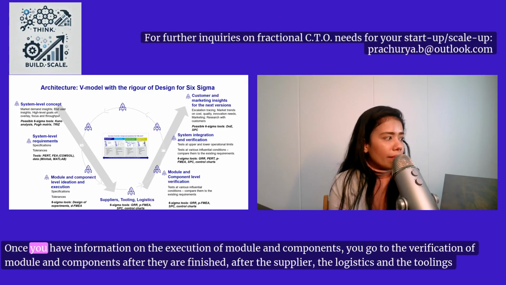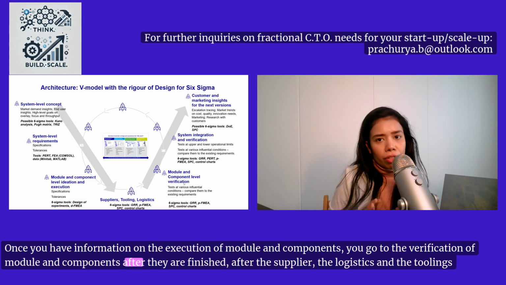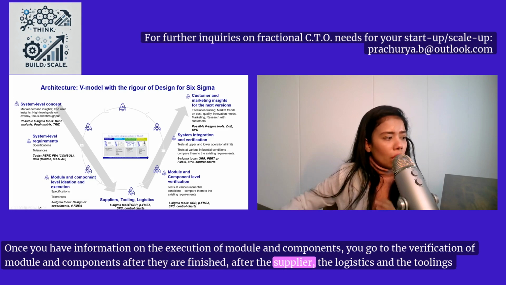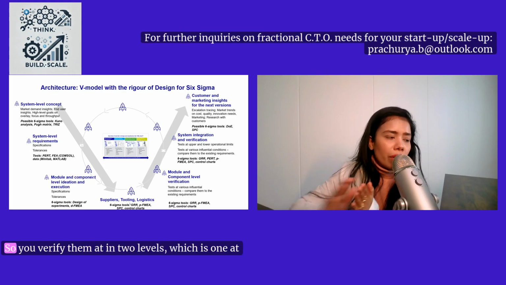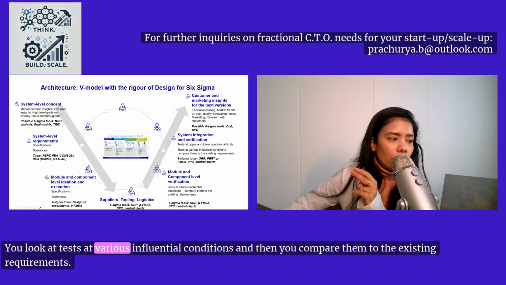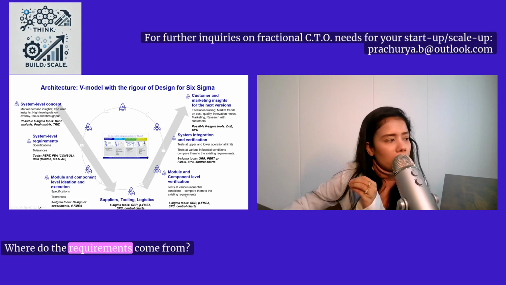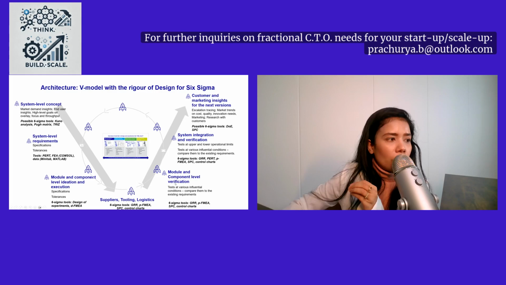Once you have information on the execution of modules and components, you go to the verification of modules and components after they are finished, after the supplier, the logistics, and the toolings have done their job. You have to verify them. So you verify them at two levels, the first at module level. You go through Gauge R&R, PFMEA, SPC control charts again. You look at tests at various influential conditions, and then you compare them to the existing requirements. Where do the requirements come from? Here, here, and here.